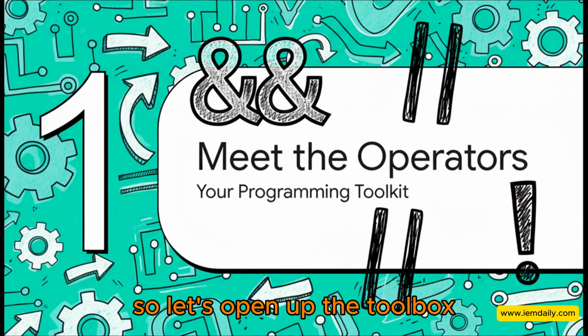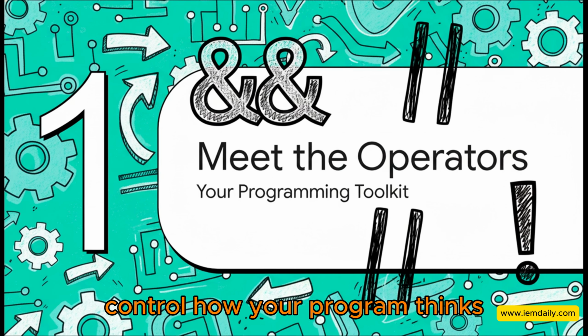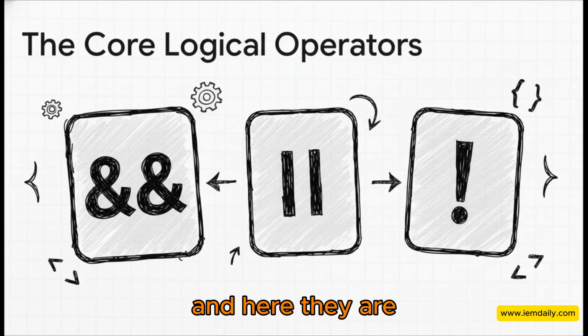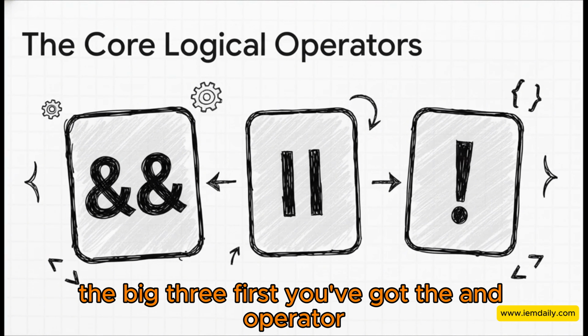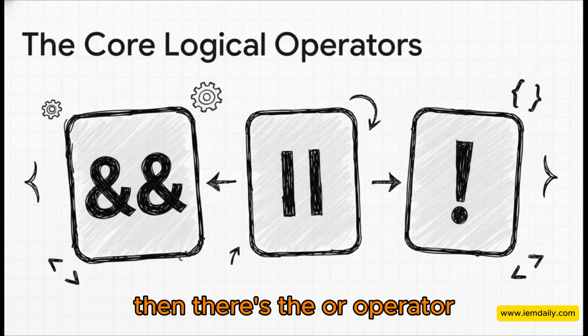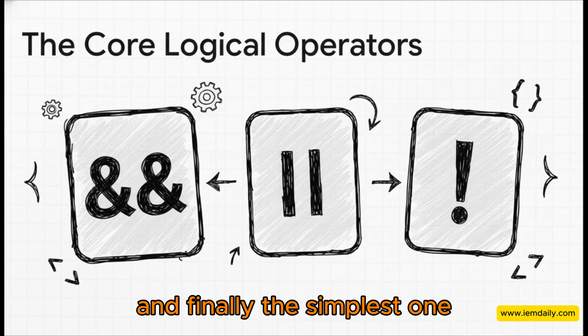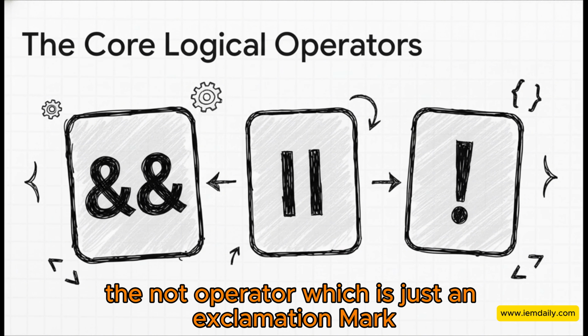To actually build this logic into our code, Java gives us a really powerful but surprisingly simple set of tools. So let's open up the toolbox and meet the three essential operators you're going to use all the time to control how your program thinks. And here they are, the big three. First, you've got the AND operator, which is the double ampersand. Then there's the OR operator, those two vertical bars. You'll often hear people call them pipes. And finally, the simplest one, the NOT operator, which is just an exclamation mark.